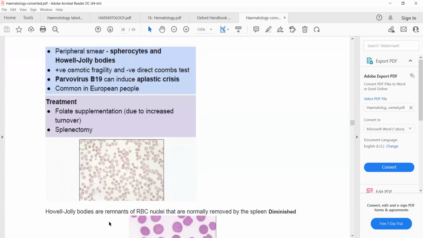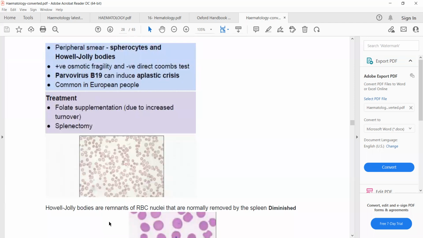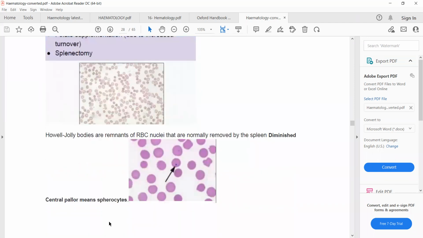Another point about hereditary spherocytosis is that along with spherocytes, you will see Howell-Jolly bodies. We discussed Heinz bodies, which were present in a peripheral smear in case of G6PD deficiency, and Howell-Jolly bodies are present in hereditary spherocytosis. Howell-Jolly bodies are basically remains of RBC nuclei. You can see that some of these spherocytes contain a blue dot that is known as Howell-Jolly bodies.